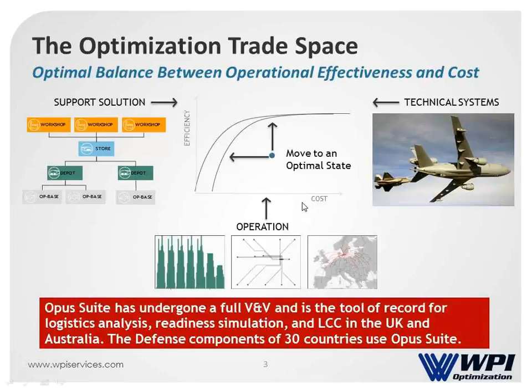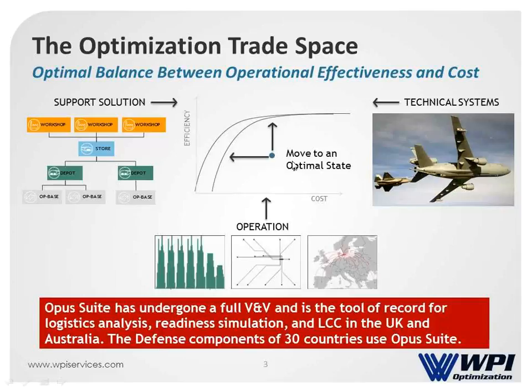Let's talk about the optimization trade space. Opus Suite's primary function is to find the optimal balance between operational effectiveness and overall cost. Essentially, we need to take information about the technical system. That's the reliability, maintainability information. Information about the support solution, such as where we have contractors repairing items, maybe an organic depot in our operational sites. And then how we intend to operate the system. That could be as simple as flight hours per year, or as complex as understanding every single mission, over the course of a 20-year life cycle.